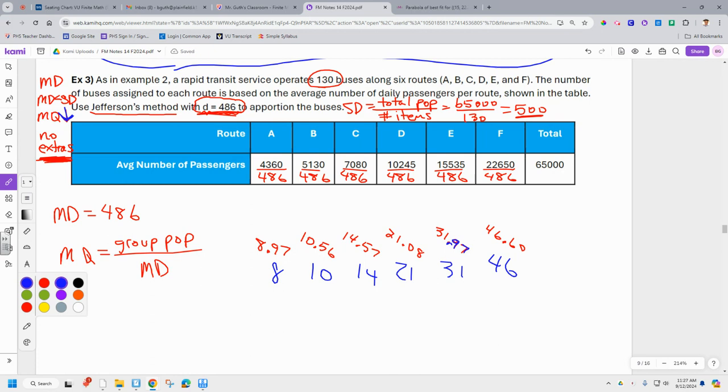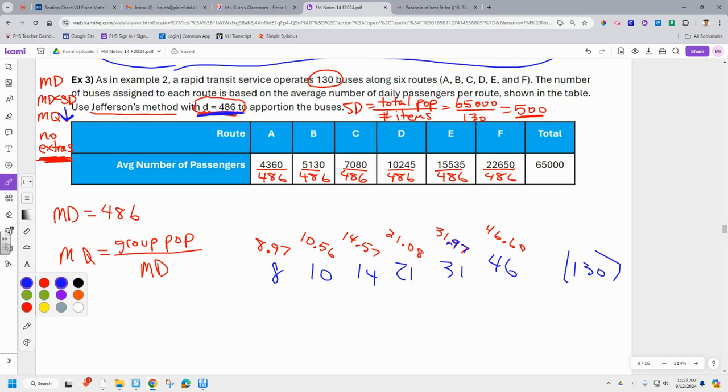So if we add up those numbers, 8 plus 10 plus 14 plus 21 plus 31 plus 46, you notice those add up to exactly 130. If they didn't, we wouldn't give out extras. If those numbers did not add up to 130, that's because this number wasn't good enough. We'd have to pick a different number and divide by that number. And so it takes a little bit of trial and error. It's not very fun to do.